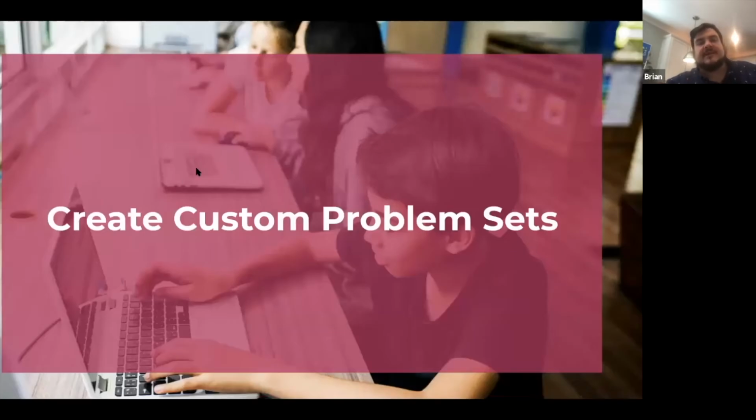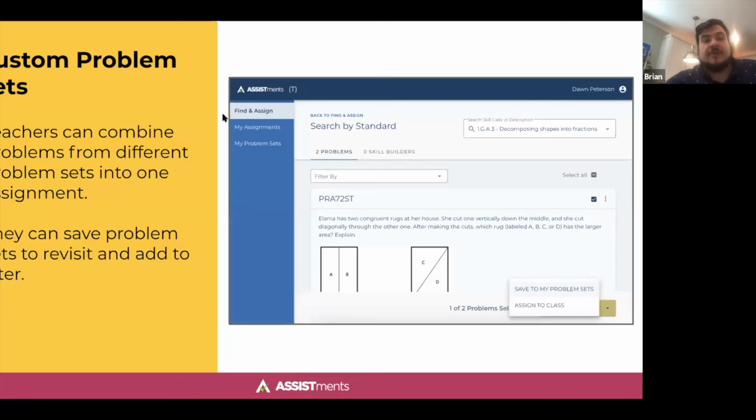So now we have creating custom problem sets. Obviously, being able to pick a selection of problems and create a problem set is a kind of customization, but we've added another layer of customization to that, which is that whenever you're searching for problems, if you want to add those problems from any source to any problem set you saved, you can now do that.